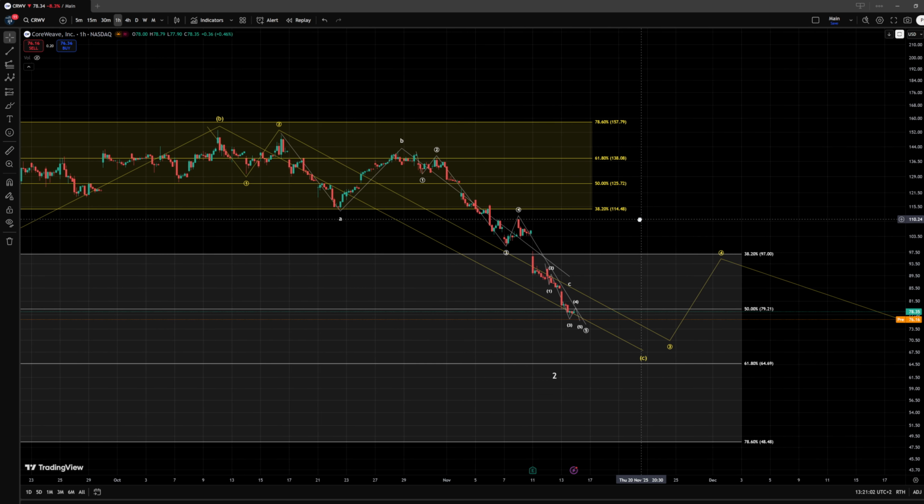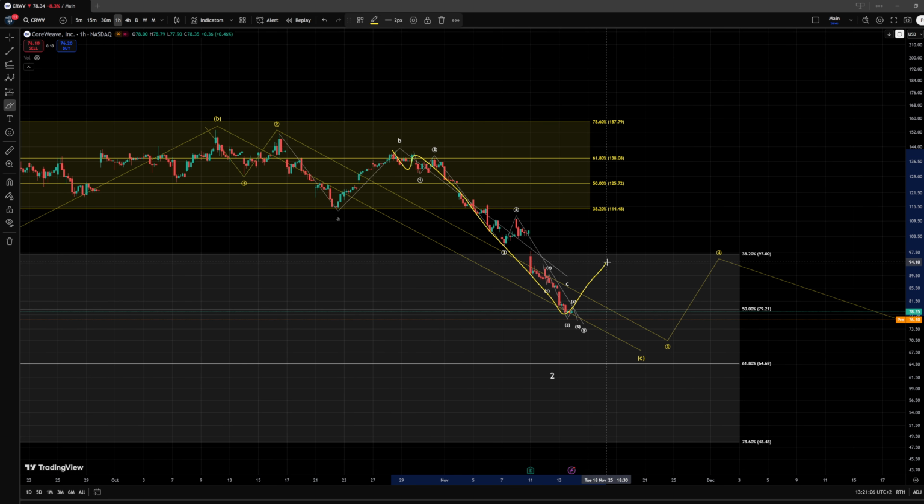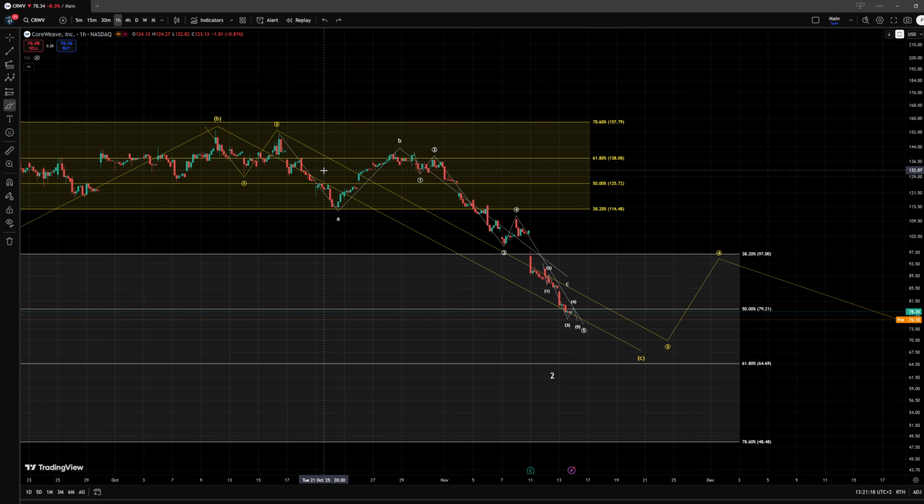So after we complete this internal 1, 2, 3, fourth, and the fifth, in the yellow interpretation, we would actually still need an additional fourth and an additional fifth to have a full count within a wave C to the downside. But I would like to add that it isn't completely necessary.